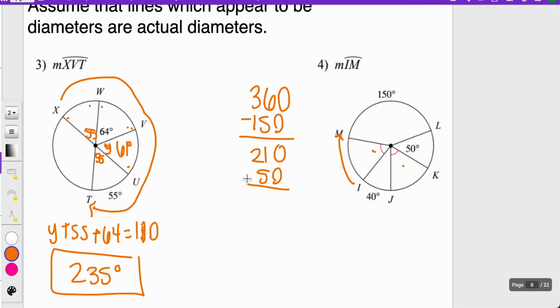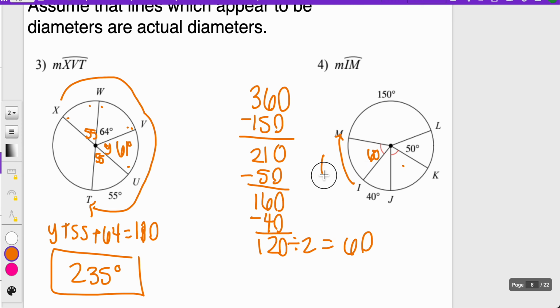Then I've got another 50. That'll give me 160. Then I've got a 40. That gives me 120. And then these two are just going to be split evenly, so I'm just going to divide those by 2. So this would be 60 degrees, which means my IM is also 60 degrees.